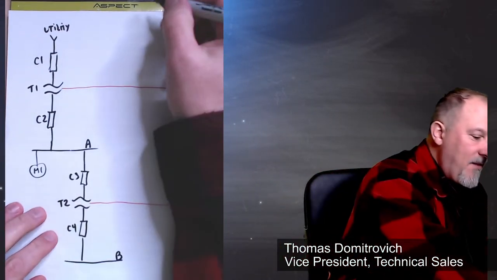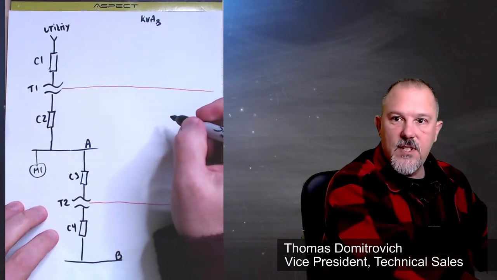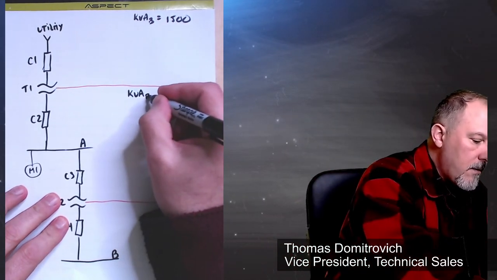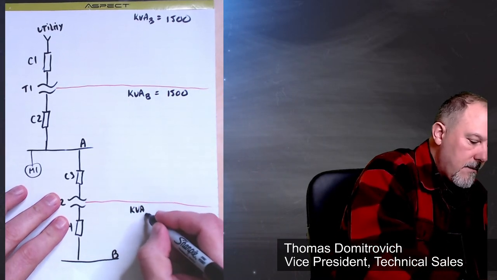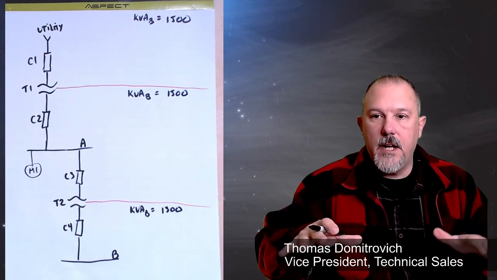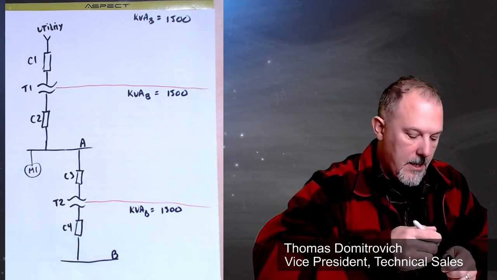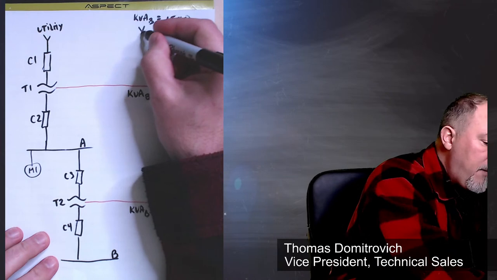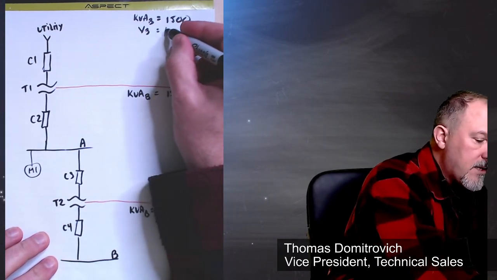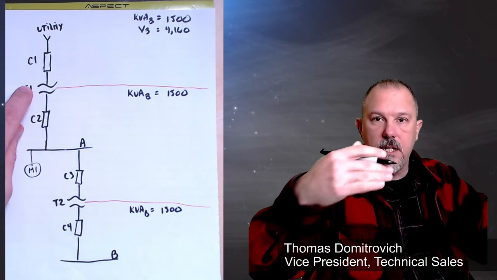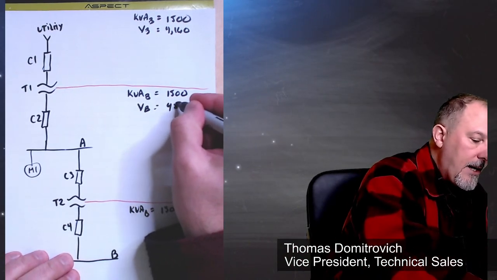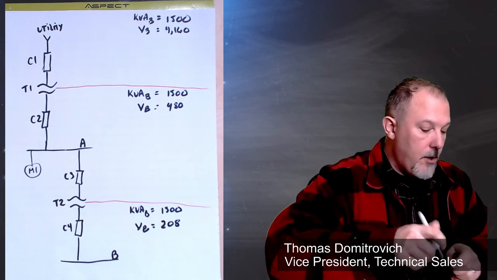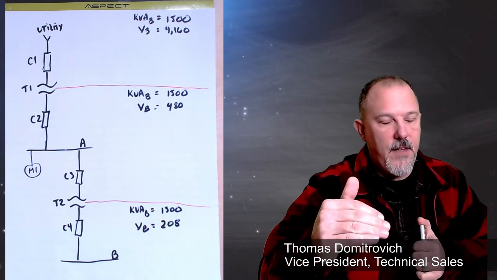This is it. So my KVA base, you can see that, KVA base is 1500, and that's going to be the same for every zone. Right, 1500 KVA for each of these zones, regardless of the voltages. This is my base. And what I have to do now is calculate all of my base values off of this and my voltage. My V base on this side is 4160, right? Because my transformer T1, I have 4160 to 480. So that means the V base in this zone is 480. And the V base in this zone is 208. Make sense? Okay. Those are given. I elected to use 1500 KVA, but the voltages are given to me.